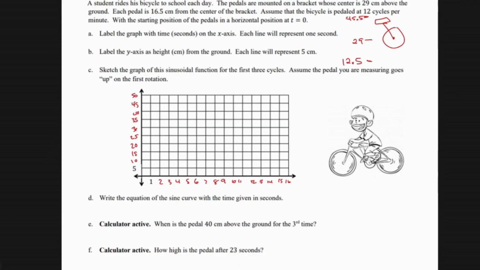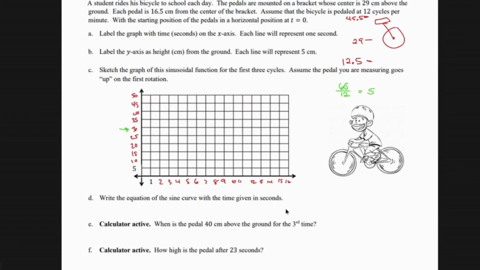All right. So what do we have? We have a midline of 29. So midline's going to be right there. But what I need to understand is if we pedal this 12 cycles per minute, that means we're going to have a period of 60 divided by 12, which is 5. So my period is 5. So it takes 5 whole seconds for this guy to spin the pedal around 1 whole time.